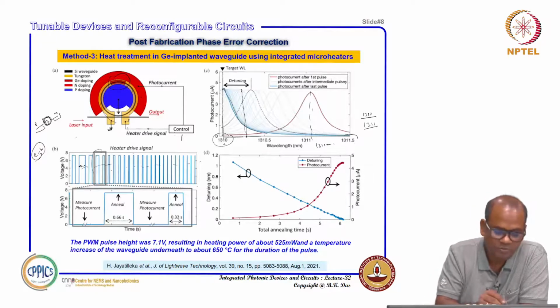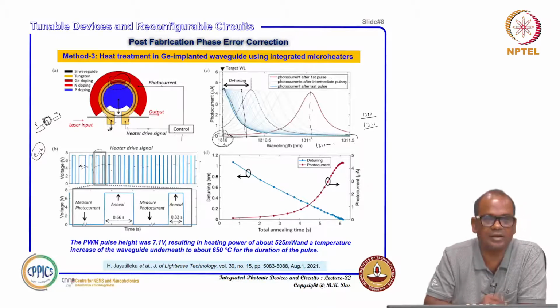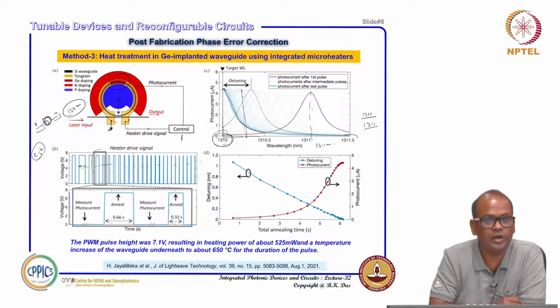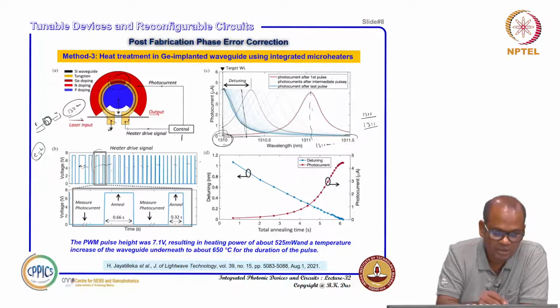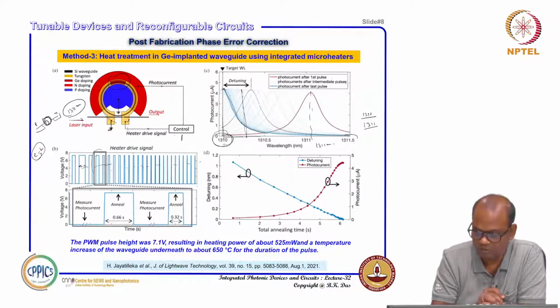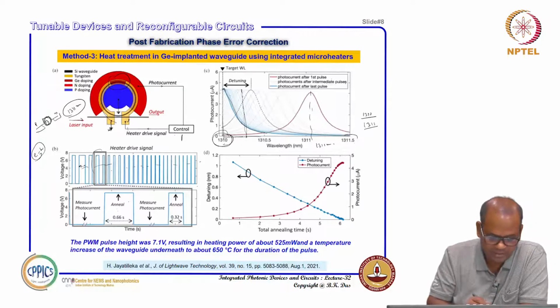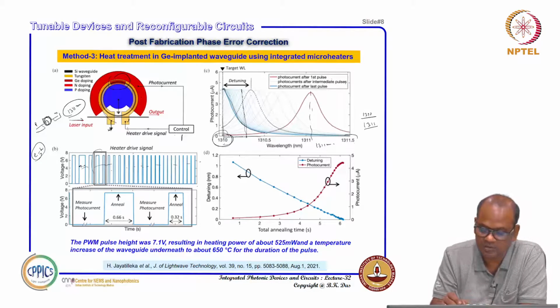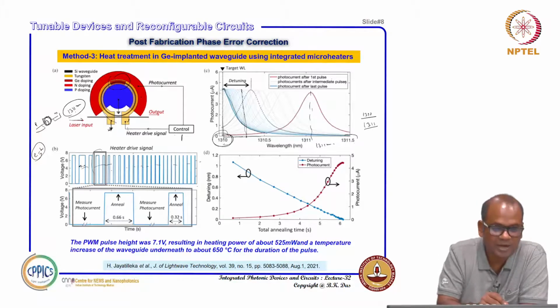In that case, what you do: your resonance is originally at 1310 nanometer. Now you launch 1311 nanometer wavelength, right? Since it is not at resonance, this laser light will not be coupled into the ring, so the photocurrent will be less. Whenever you are annealing, because of the heating, as you anneal, you see that your resonance wavelength keeps on shifting. As it's shifting, 1311 nanometer is approaching the resonant dip, the resonant peak is approaching 1311 nanometer.